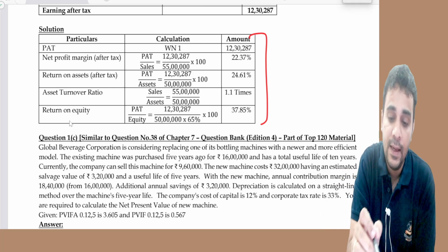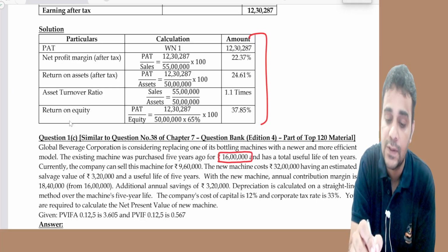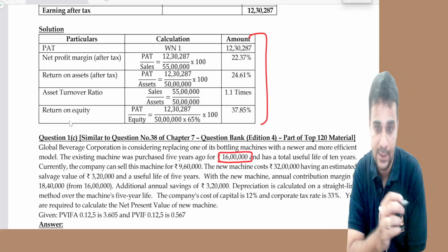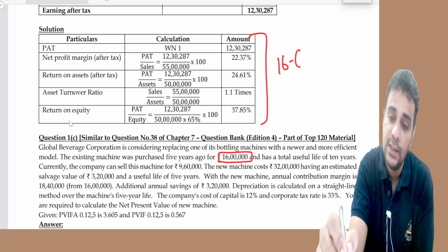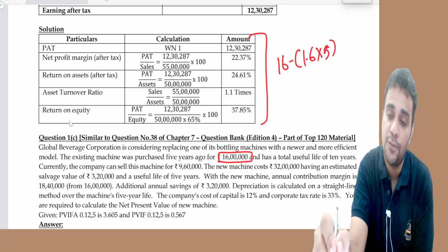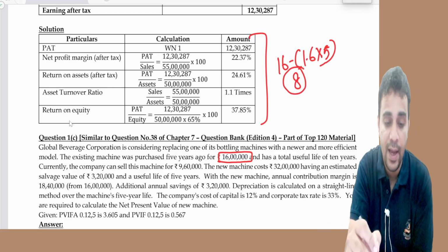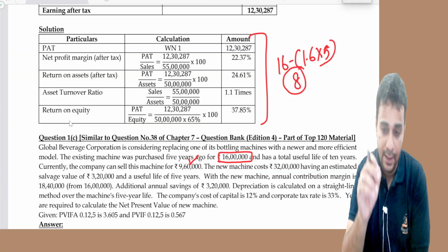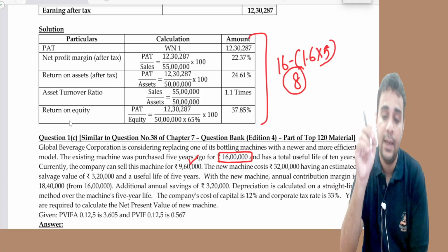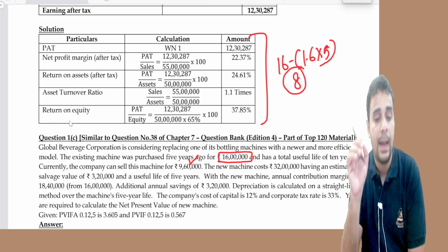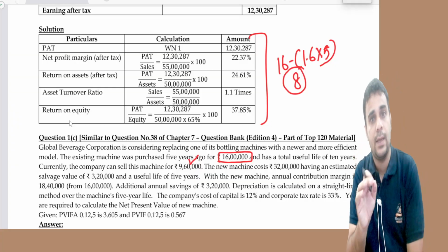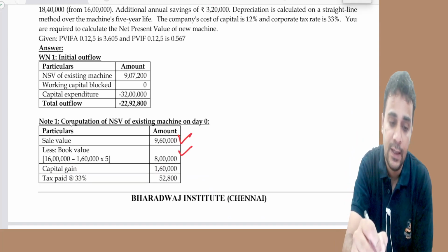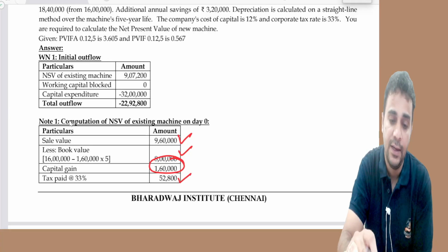First point, existing machine was purchased 5 years ago for 16 lakh and has a life of 10 years. 10 years means every year depreciation 1.6 lakh. So today the book value is 16 minus 1.6 into 5, 8 lakh. Sale value is 9 lakh 60 today. 9.60 minus 8 lakh, there will be a capital gain. On the capital gain, you have to pay tax, and there will be a net salvage value. So 9.60, 1.60 capital gain, tax paid, and net salvage value.